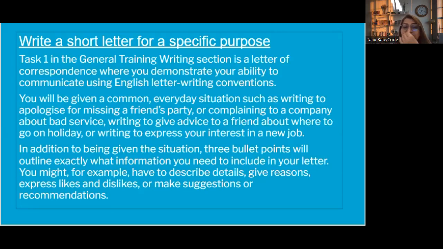In addition to being given the situation, you will have 3 bullet points. These 3 bullet points will outline what exactly, or what information, you need to include in your letter. For example, you may have to describe details, give reasons, express your likes or dislikes, make a suggestion or recommendation. So always in your letter, you will have the 3 bullet points.